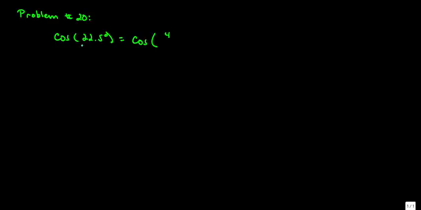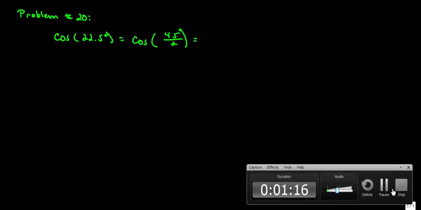We do know that if we take 22.5 and double it, we get 45. So 45 degrees divided by 2 is certainly 22.5. Now 45, that's an angle that I can easily see on my unit circle. So I'm going to take this and talk about the half angle formula for cosine.